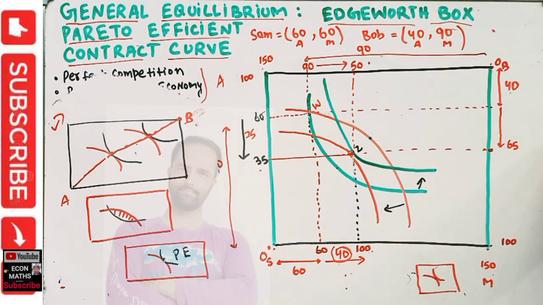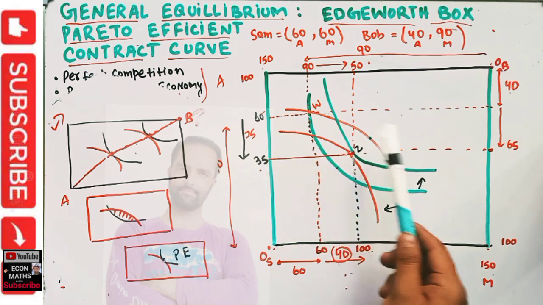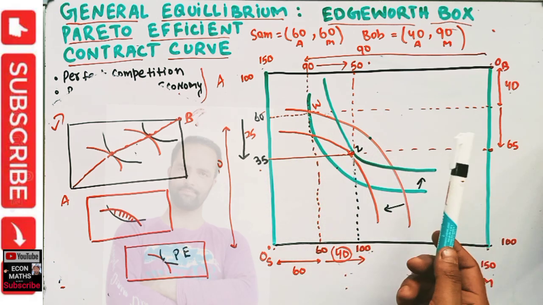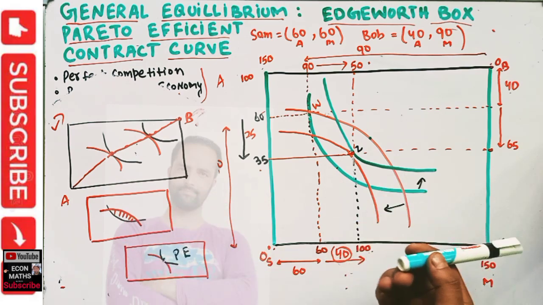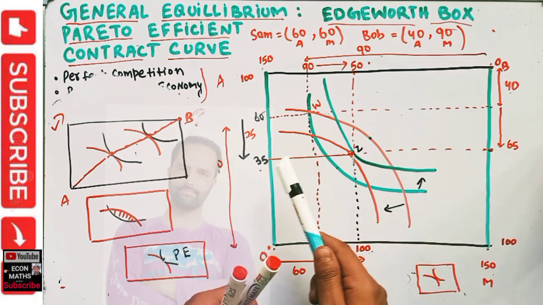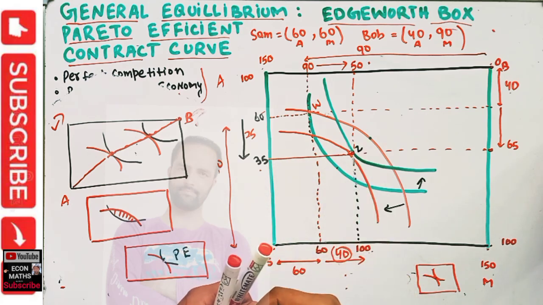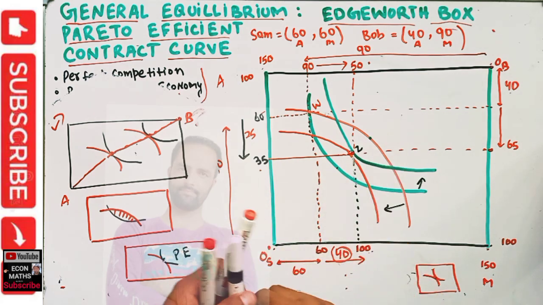Now you may wonder, how did I get these two indifference curves or the preferences here? It was just to show how we construct the Edgeworth box and what is meant by a Pareto efficient point. I hope I make myself clear in this video.